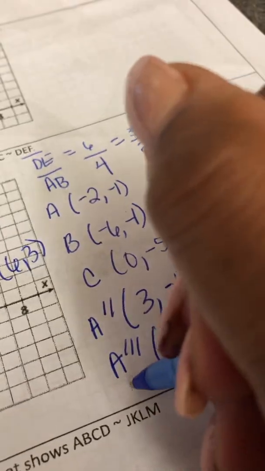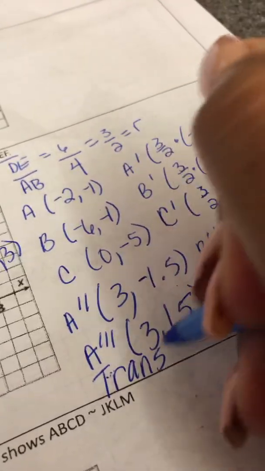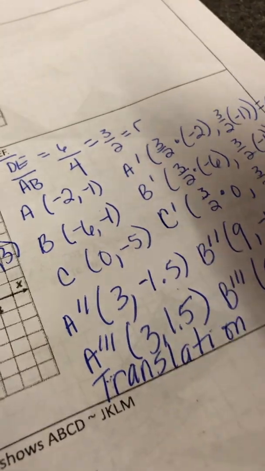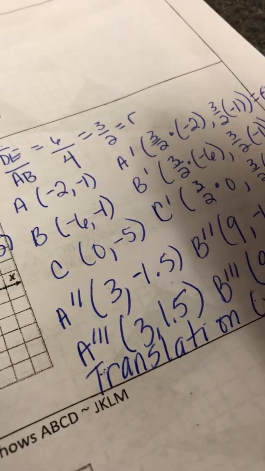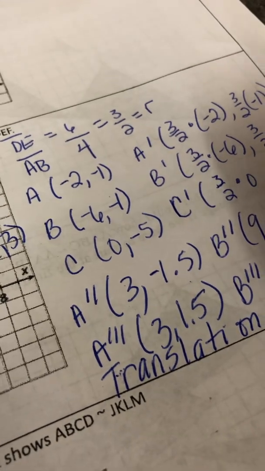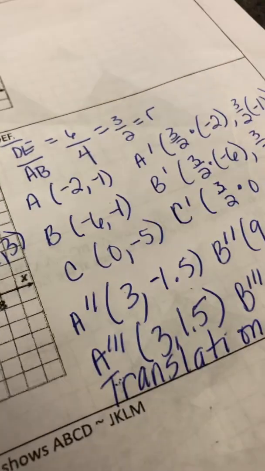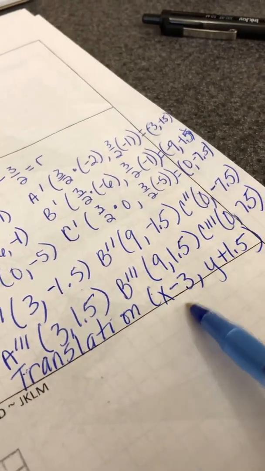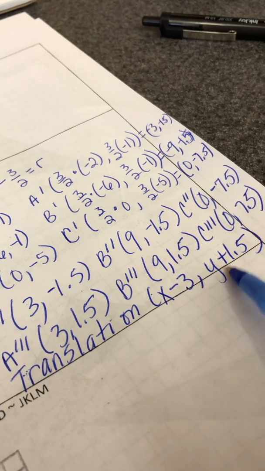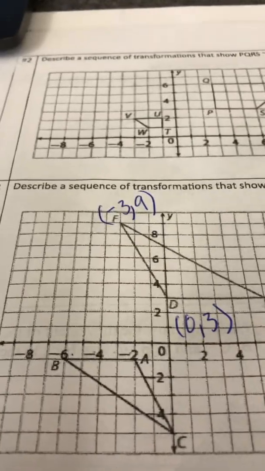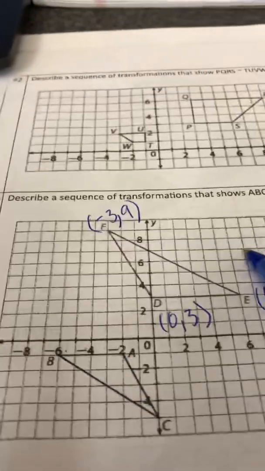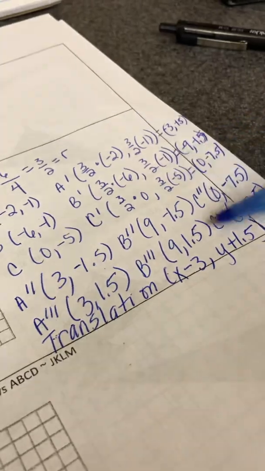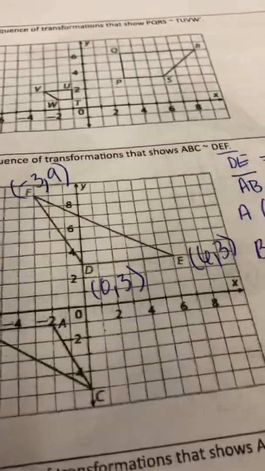So next I have a translation of three units to the left, which is x minus 3, and y plus 1.5. Sorry about that. So we have a translation of x minus 3 and y plus 1.5. So I hope that helps you understand. It did not say graph the translation, it said describe the sequence, but you can definitely graph each of these points onto your grid. All right, let's make it a great day.